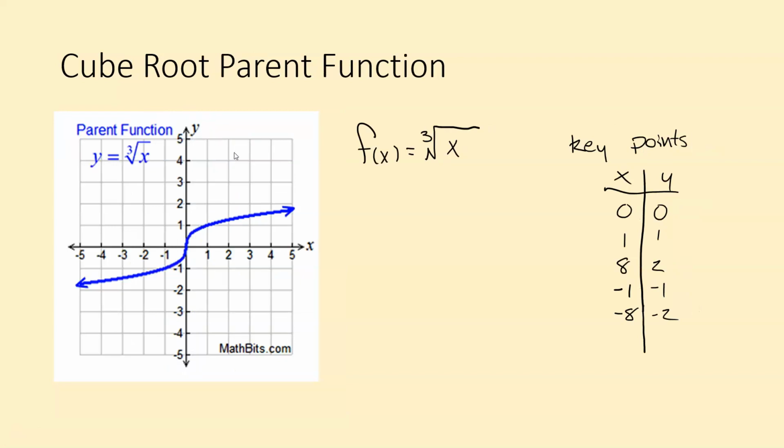Next, we have the cube root parent function, which looks like this. Similar to the square root function, the right side is at least. We have 0, 0, 1, 1. But again, this is a little more extreme. This goes to the right faster than it goes up. So in the square root function, we have this point 4, 2. So it would look kind of like this.